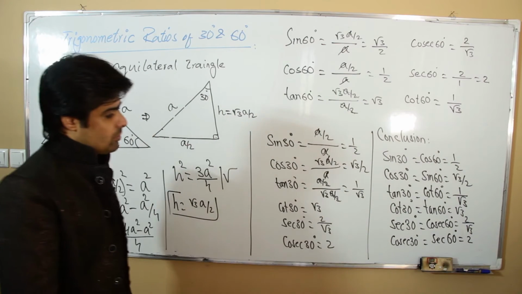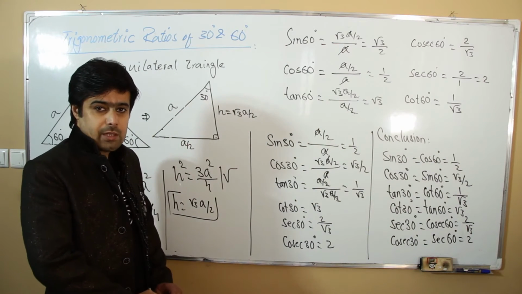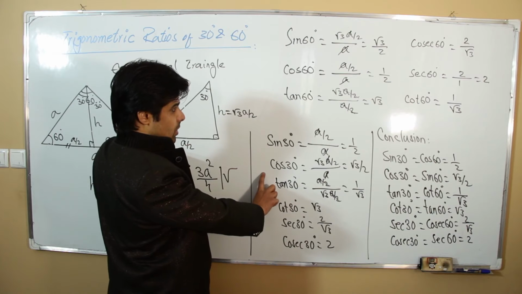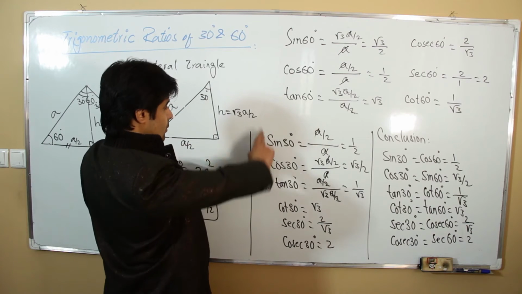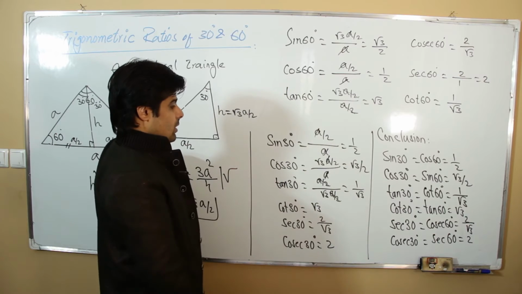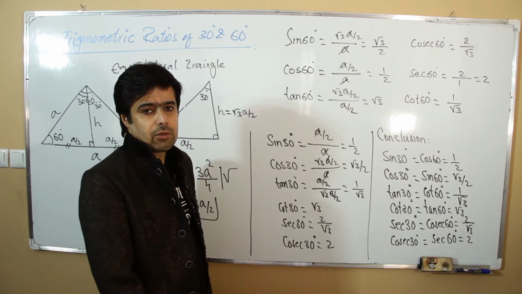This is our conclusion. It means if you memorize 30 degrees, then you are able to define 60 degrees. Sine of this one with cosine of this one, and cosine of this one with the sine of this one. I think we have got it. Write it, please.